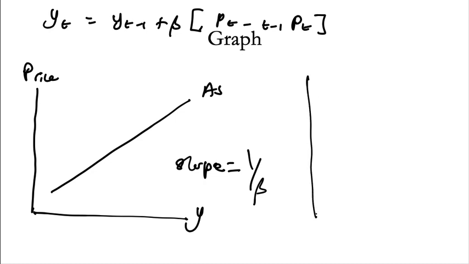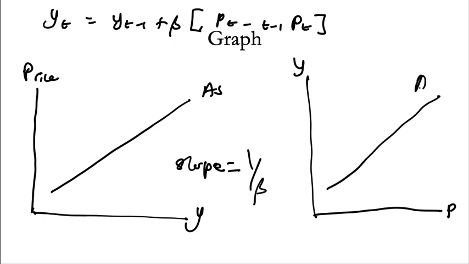But if we put the drawing like this, we put y here, price here instead, it's still upward sloping, okay? But the slope here becomes what? Becomes beta. So it depends on the way you put which one is on the vertical axis, which one on the horizontal axis. Now, usually economists use this one.